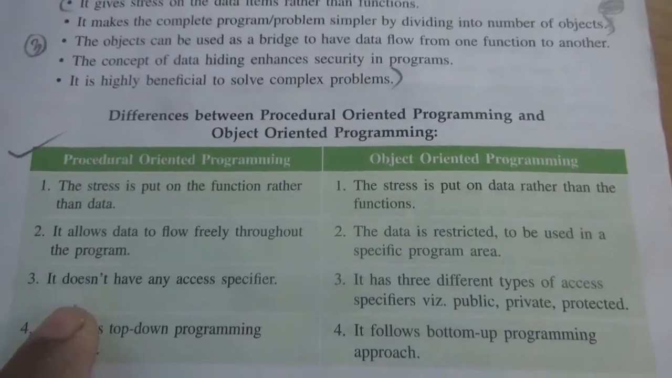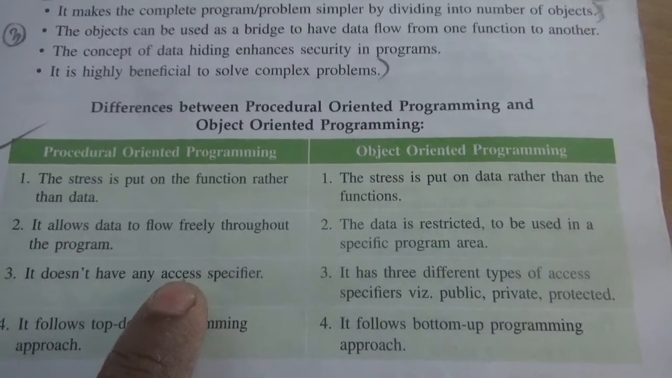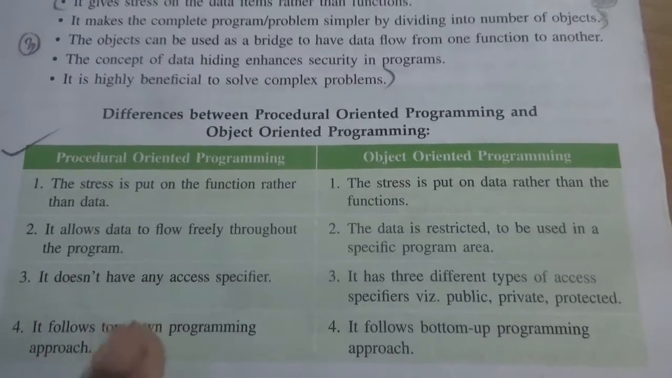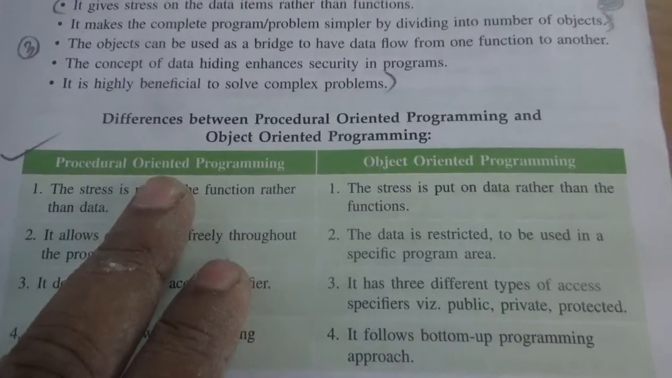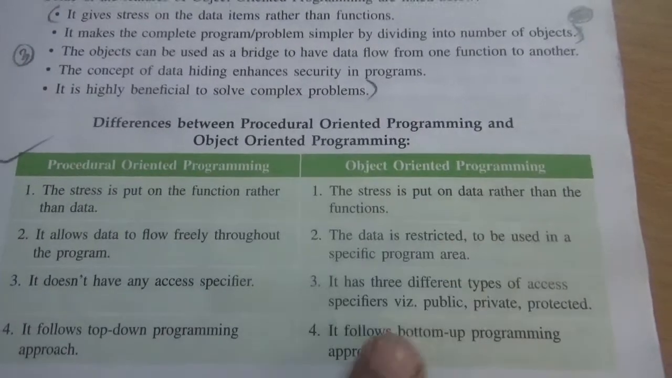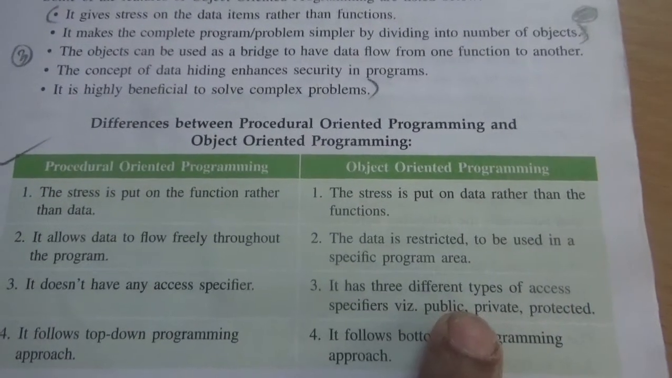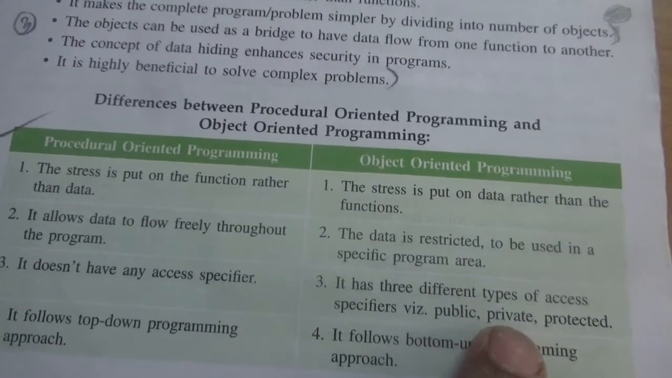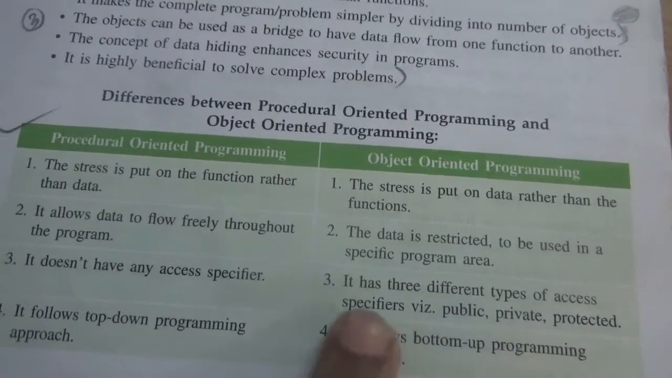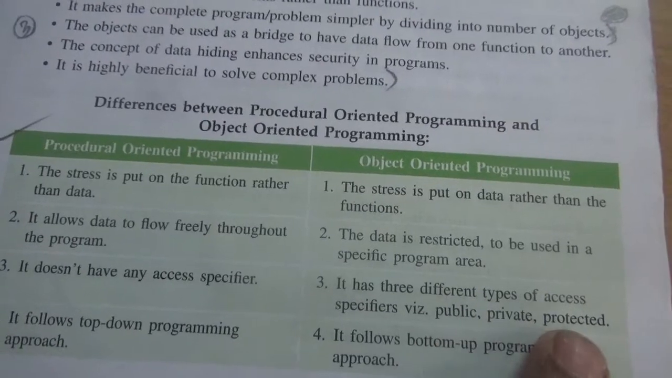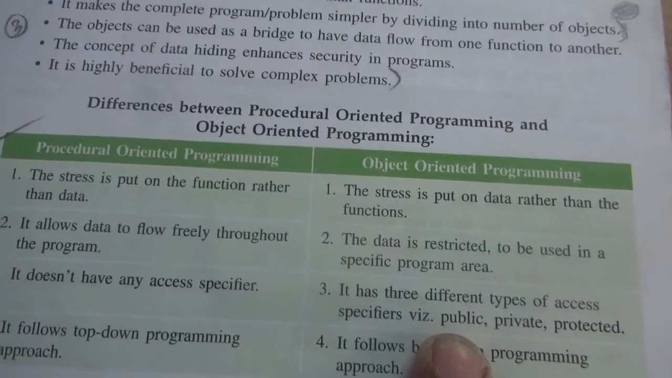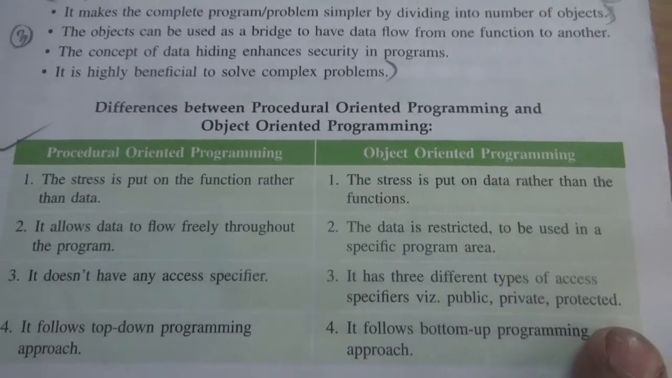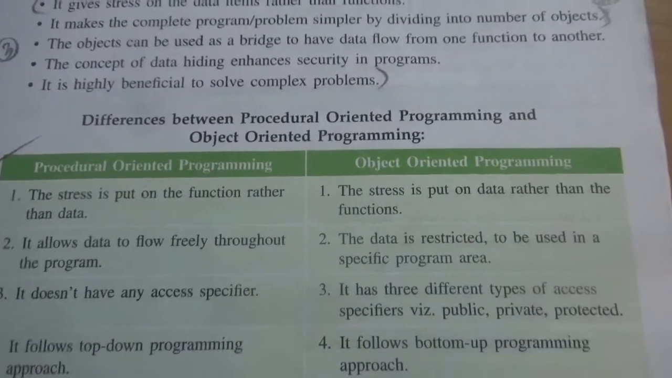And the third point is, we don't have access specifiers, meaning we don't have the concept of public, private, protected in procedural, whereas in object oriented we have the concept of access specifiers, that is public, private, protected. There are three types of access specifier. One is known as public, another is known as private, and the third one is known as protected.